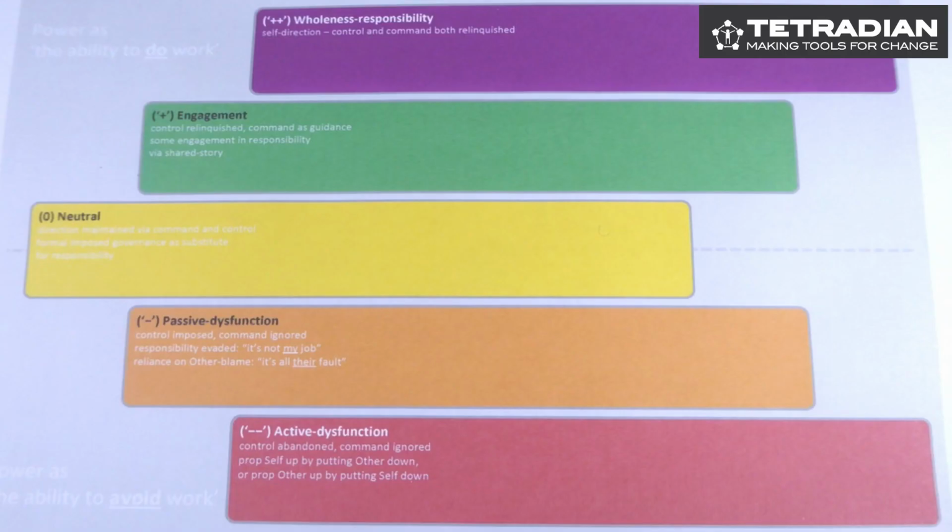So is power the ability to do work, or is power the ability to avoid work? That's what we're mapping with SEMPER, and from there we're able to start designing interventions to move upward in the scale.